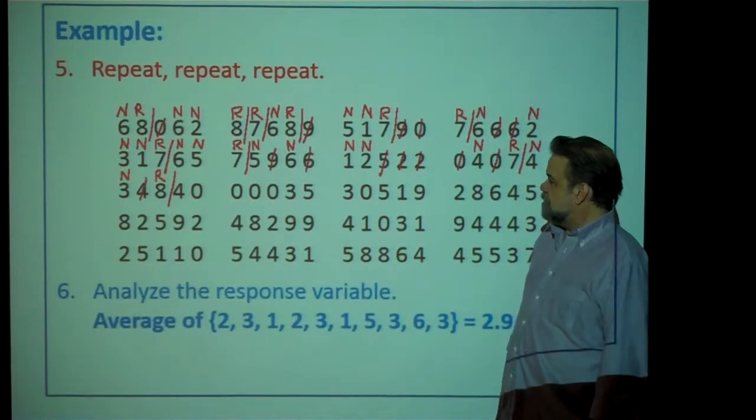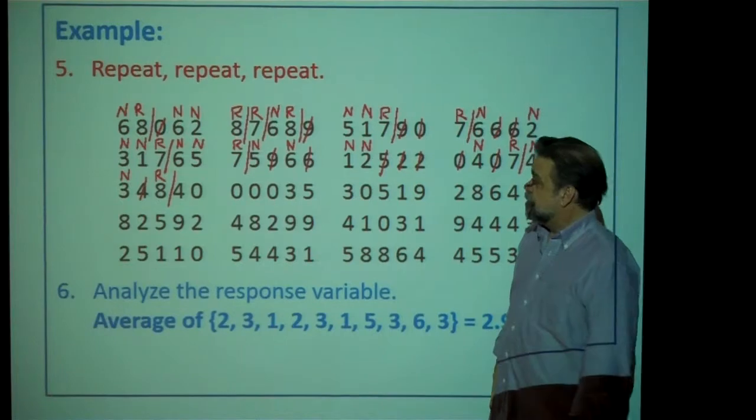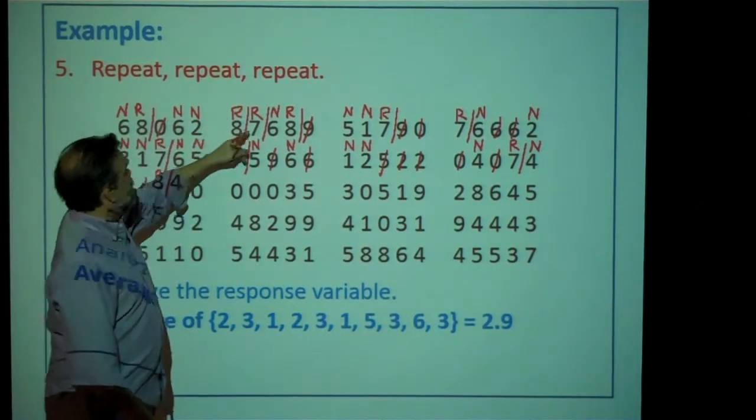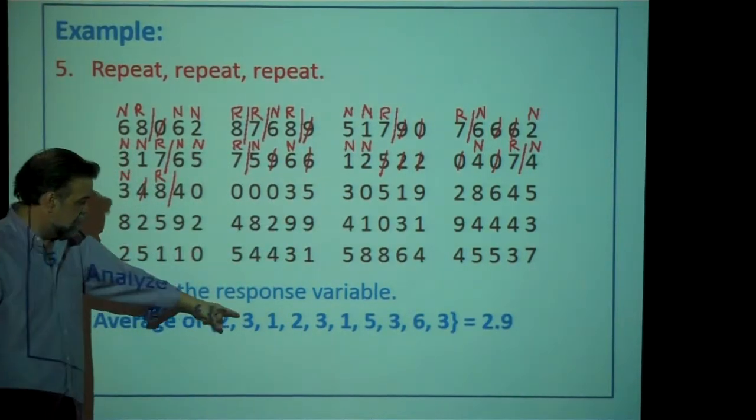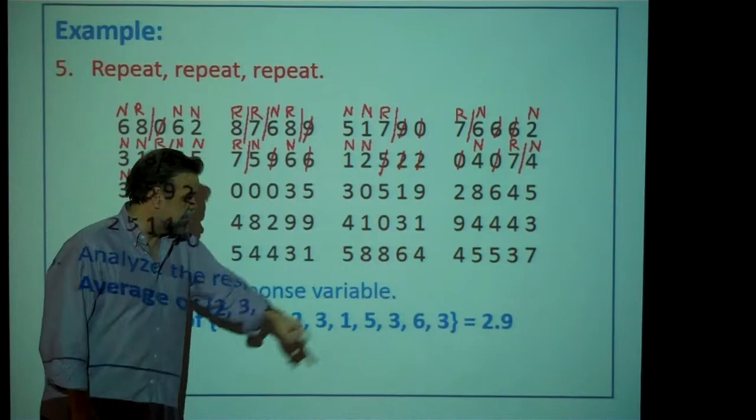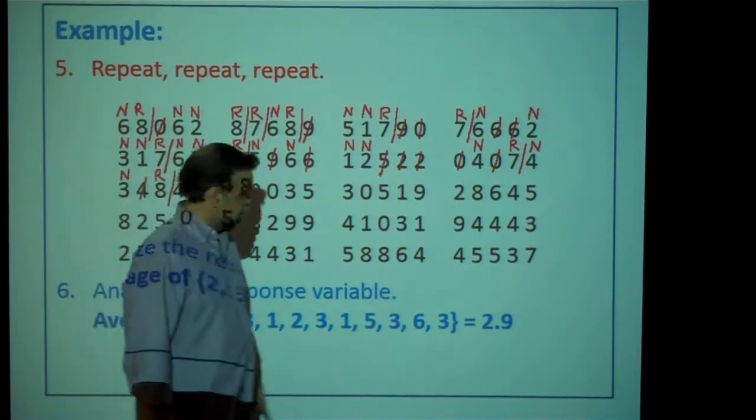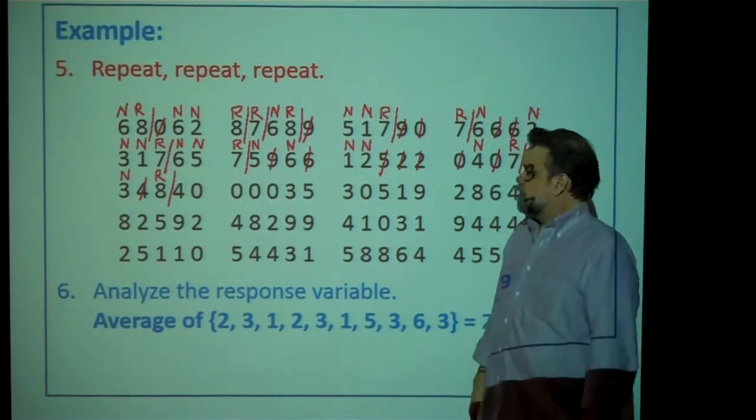So now I've repeated that many times, and now it's time to analyze my response variable. Well, I got 2, then 3, then 1, then 2, then 3. I'm going to write all these down, et cetera, et cetera. And let's take the average of those, and the average that I get is 2.9. Okay? What does that tell me?